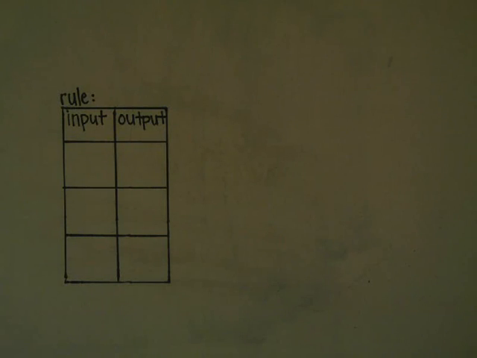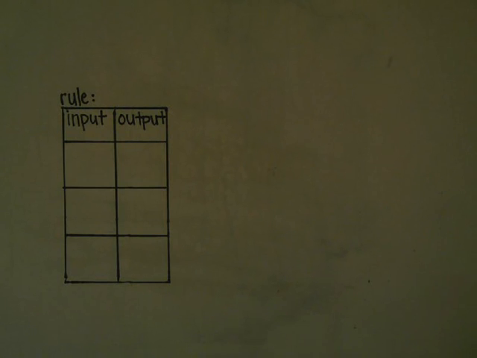A function table is a table that matches each input value with a unique output value. A function rule allows you to find an output value for a given input value. It basically tells you how to find the output value. Think of the rule as a machine. You put something into it, which would be the input value, and it comes out changed by the machine, which is the rule, and it comes out changed as the output value.